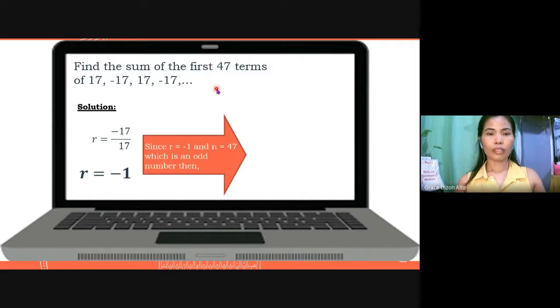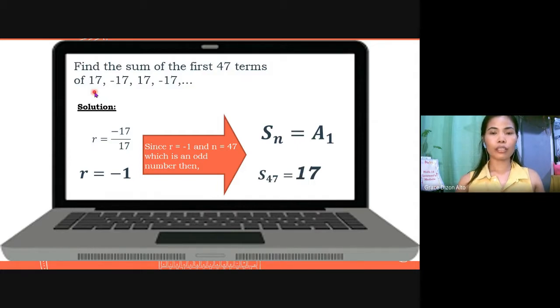Okay, so since the n is odd and the ratio is -1, therefore we will be using the formula S sub n is equal to A sub 1, which is our condition number 4. So our S sub 47 is equal to 17, which is our first term as well.